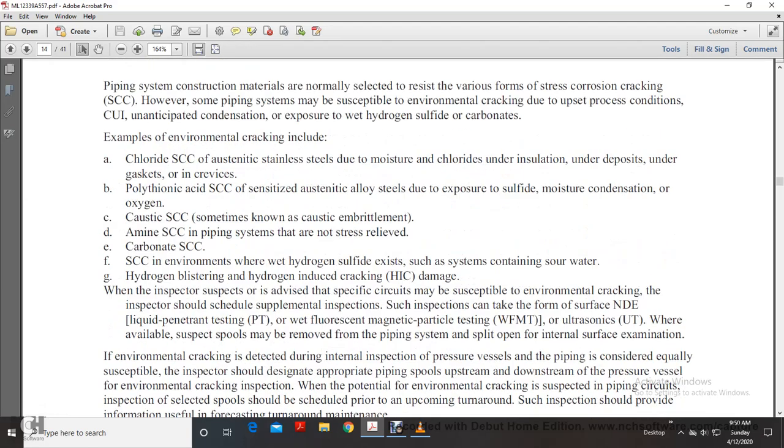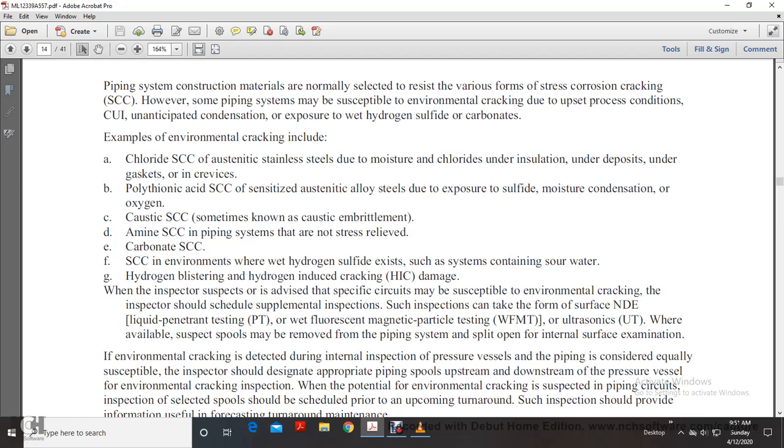Examples of environmental cracking are chloride stress corrosion cracking of austenitic stainless steel due to moisture and chlorides under insulation, under deposits, under gaskets or in crevices; polythionic acid stress corrosion cracking of sensitized austenitic alloy steels due to exposure to sulfides, moisture, condensation, or oxygen; caustic stress corrosion cracking, sometimes known as caustic embrittlement; amine stress corrosion cracking in piping systems not stress relieved; and carbonate stress corrosion cracking in environments where hydrogen sulfide exists and the system contains sour water; hydrogen blistering; and hydrogen-induced cracking, or HIC damage.